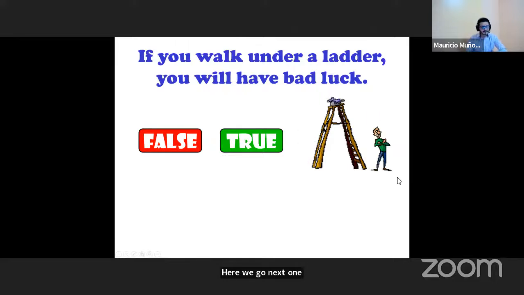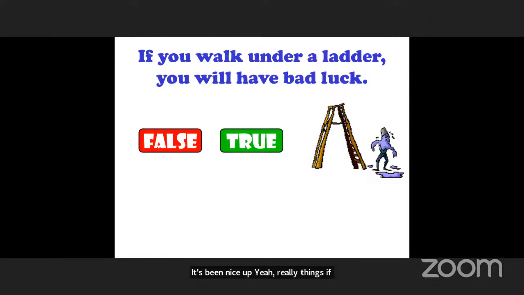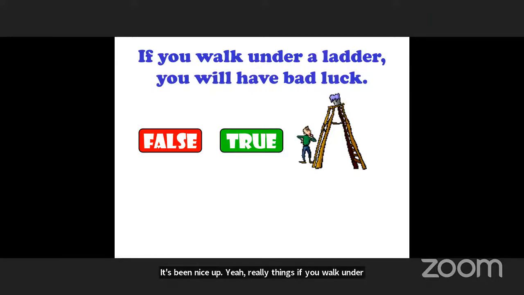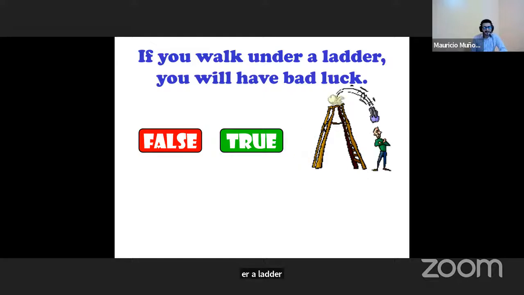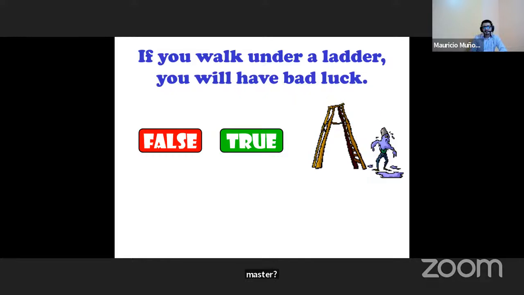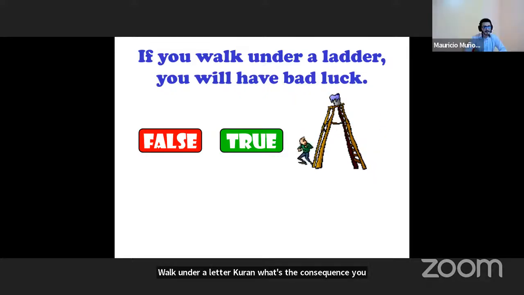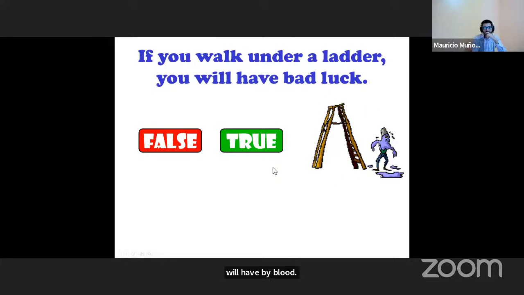Alexander Espinosa. Okay, yes, Espinosa. Read please. If you walk under a ladder, you will have bad luck. Okay, so what is the action, mister? Walk under a ladder. Correct. What's the consequence? You will have bad luck. Okay, true or false? True.